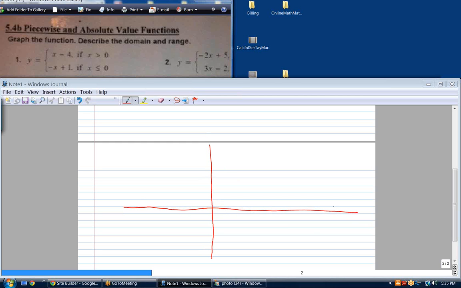Piecewise usually means that it's not continuous. In other words, you'd have to lift up the pencil in order to graph it. Well, we just learned about it, so I don't remember really.